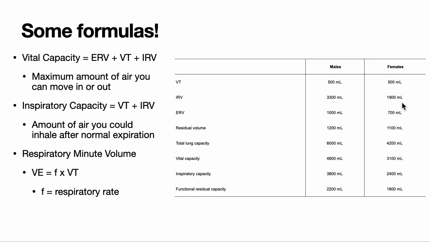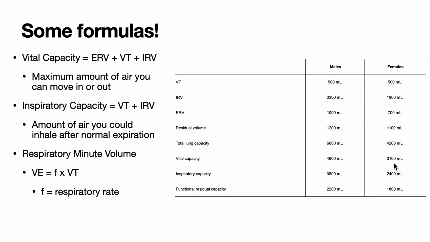Some women will have higher ones than some men, but as a general rule, statistically speaking, males have larger IRVs and ERVs, which means they are also going to have higher overall total lung capacity. Notice the residual volume. Men have a larger residual volume, but the difference is smaller here, right? The big difference is here in the IRV and the ERV.